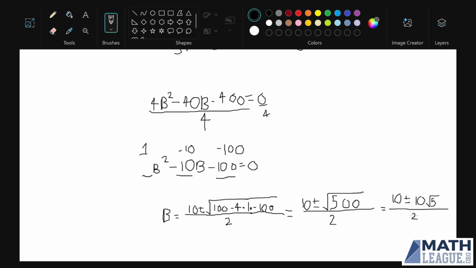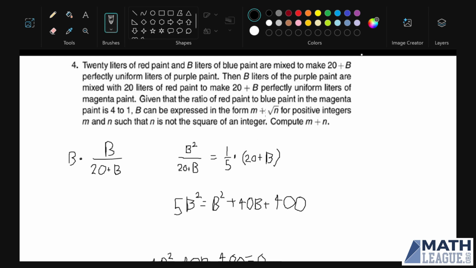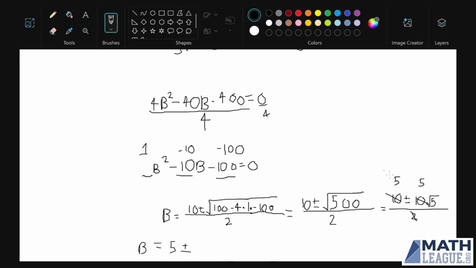And then we can cancel the denominator with the factors of 2 in both tens and get 5 on each front. And we get that B equals 5 plus or minus 5 root 5. Remember that we want this in the form of m plus root n. So we're going to want to convert that back into just one radical. 5 squared is 25. 25 times 5 is 125. So 5 plus or minus the square root of 125.